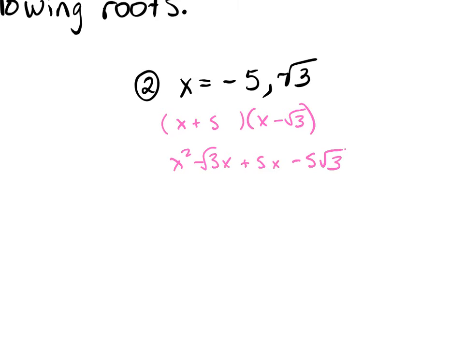For this one, we can't combine our like terms because we have a square root and a whole number, so this would be our answer. We have to make sure we put it equal to 0.